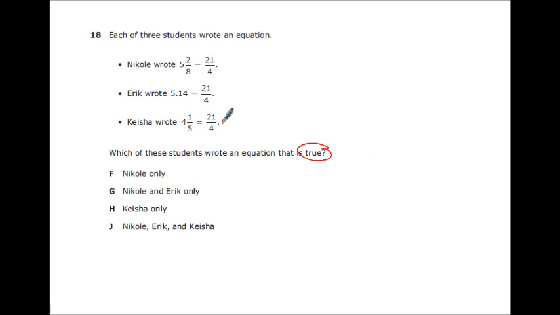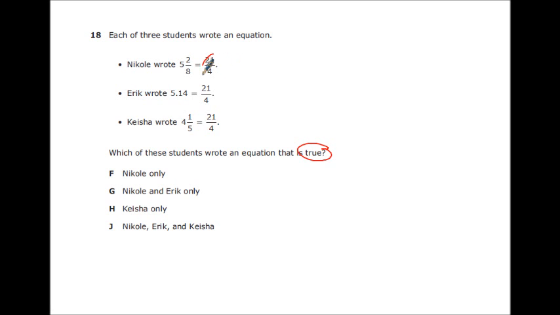So we're looking at which one of these students wrote an equation that is true. Now, you could have multiple people here. For example, if you look at G, Nicole and Eric were both right. And if you look at J, Nicole, Eric, and Keisha were all right. So what we need to do is go through and find out which of these students is correct.